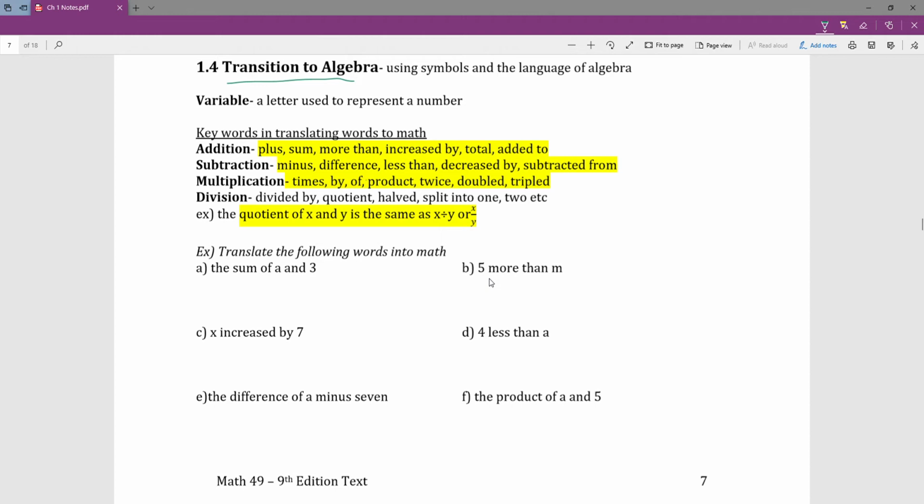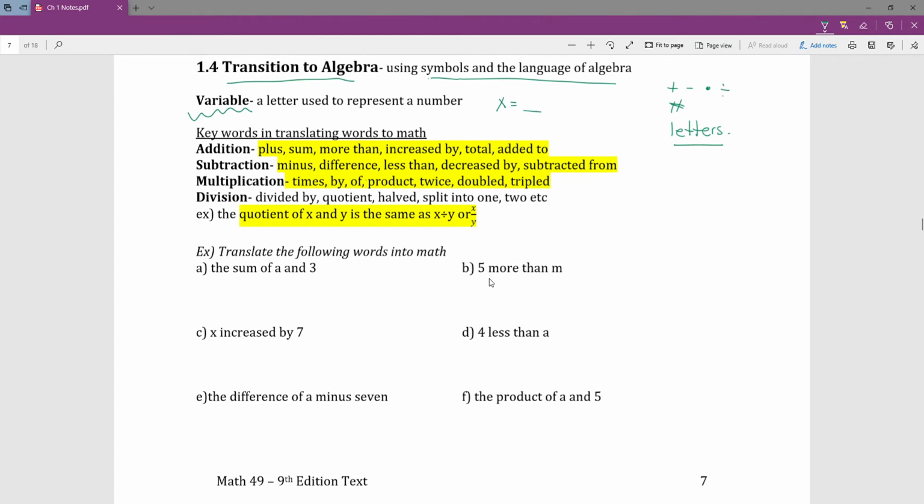And really, that's what we're doing. We're using symbols and the language of algebra. So we're staying with the addition, subtraction, multiplication, and division, right, in all of its ways of being written. We're going to deal with numbers, and we're going to deal with letters now. So letters in math we call variables. A variable is a letter used to represent a number. In algebra, oftentimes you're solving for x, right? X might equal 2 or 3 or whatever.